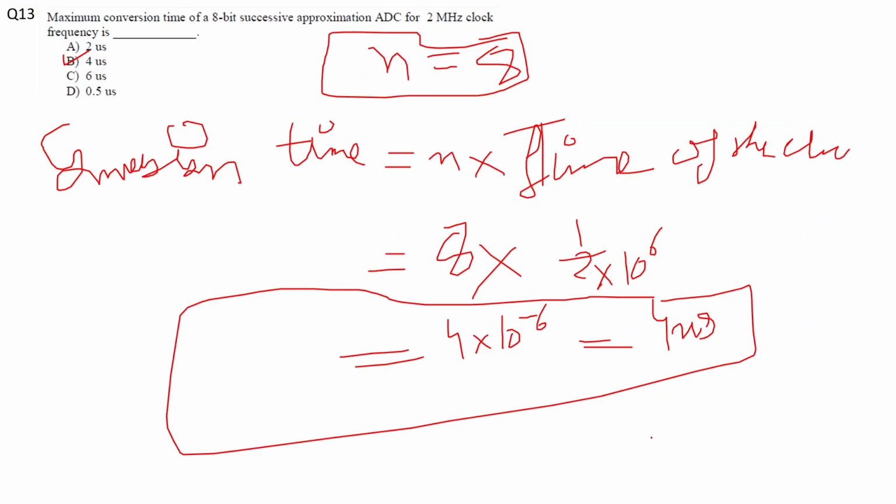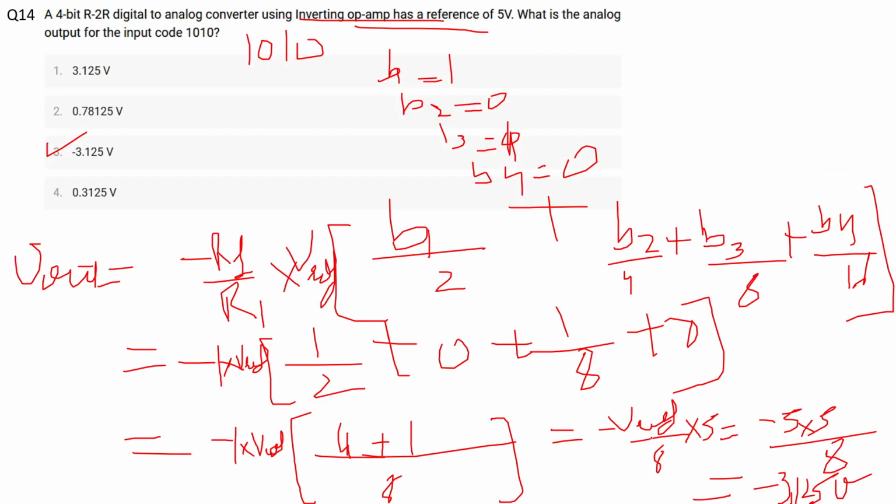Then we had a question on successive approximation ADC, where we need to find the conversion time with a clock frequency of 2 megahertz. The conversion time is equal to n times the clock period. So it is 8 times 1 by f, that is 8 by 2 into 10 to the power 6. So it's 4 into 10 to the power minus 6, that is 4 microsecond.